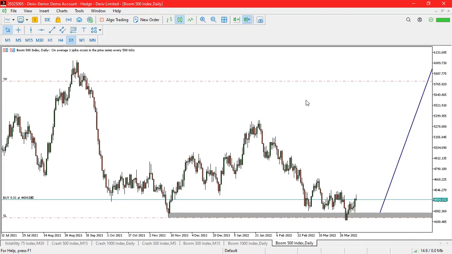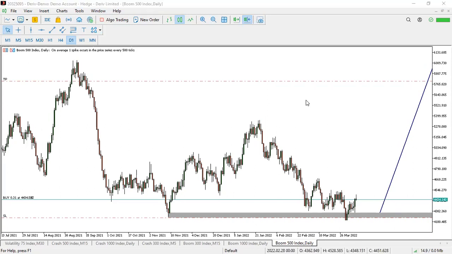Then you know this is a long-term setup. You understand what I'm talking about? So you don't have to keep pressuring yourself there. You just have to keep holding, trusting your setup.